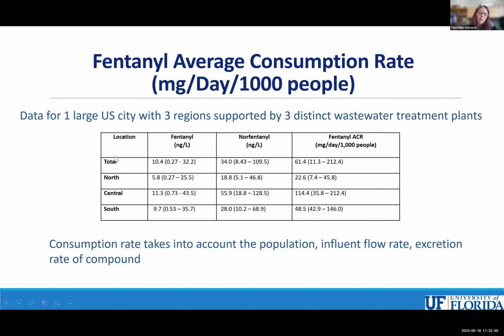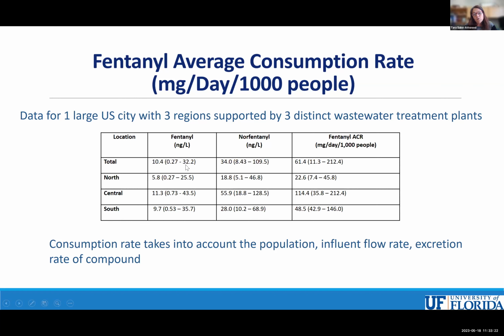So what these numbers are the total amounts of fentanyl in nanograms per liter, the average of that over the 9-month period of time. So for fentanyl, it was 10 nanograms per liter. For the metabolite, it was 34 nanograms per liter. And then the average consumption rate then was 61 milligrams per day per 1,000 people. The consumption rate also takes into account the population of interest, the influent flow rate from the wastewater treatment plant, and the excretion rate of the compound that you're measuring. So the consumption rate is really sort of a way for us to normalize the data with these parameters.